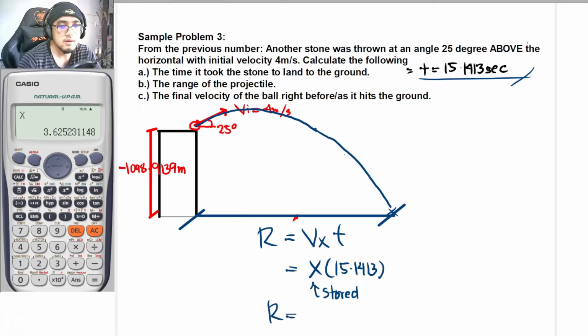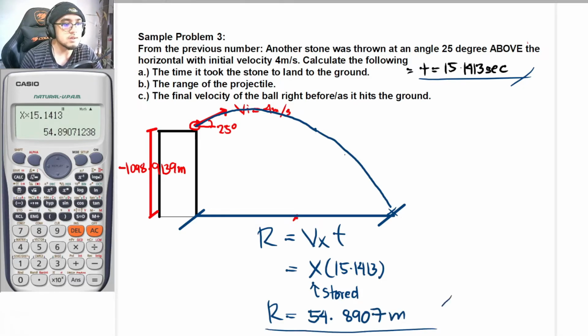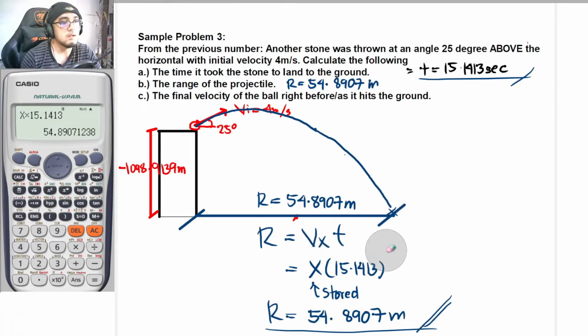So multiplying it, alpha x times 15.1413, our answer here is now equal to 54.8907 meters. So this is now our answer for your range. R is equal to 54.8907 meters. Okay, so how about for its final velocity?